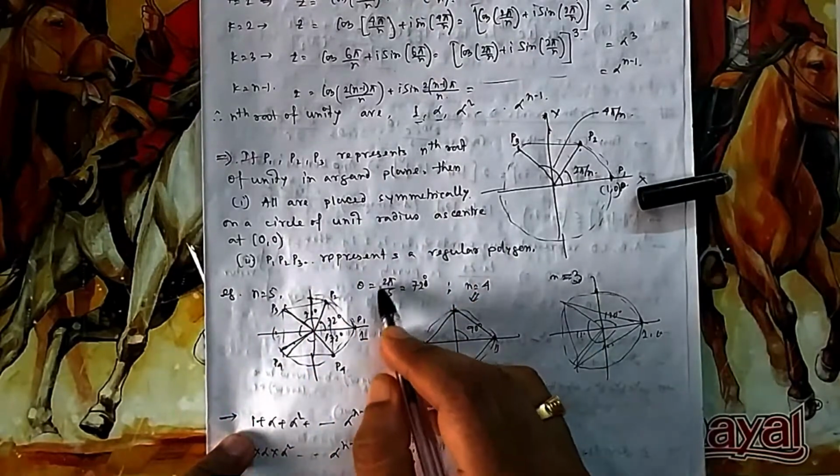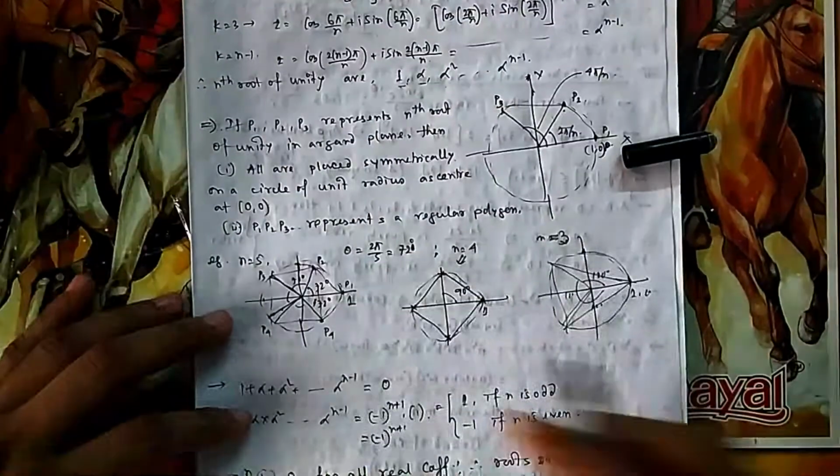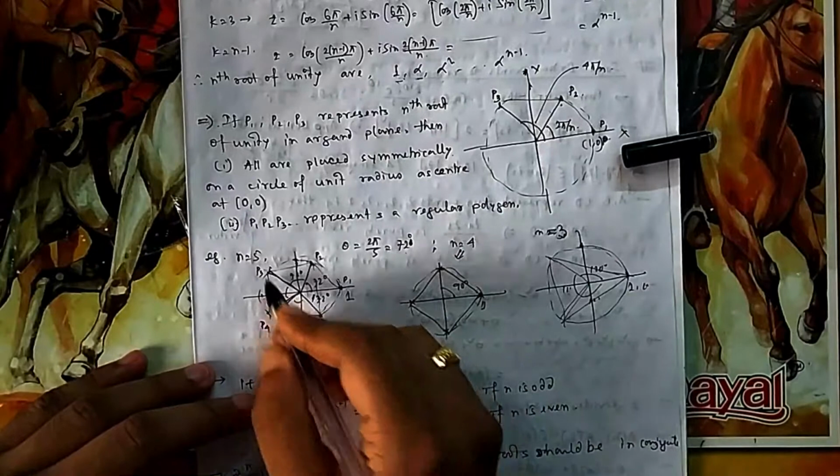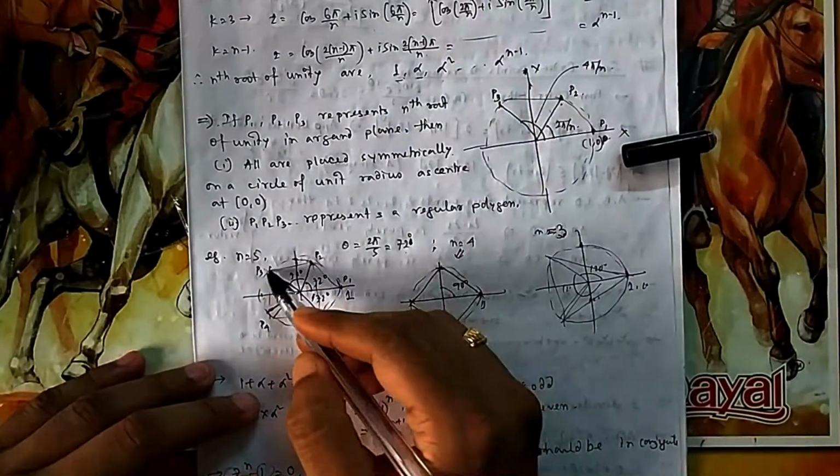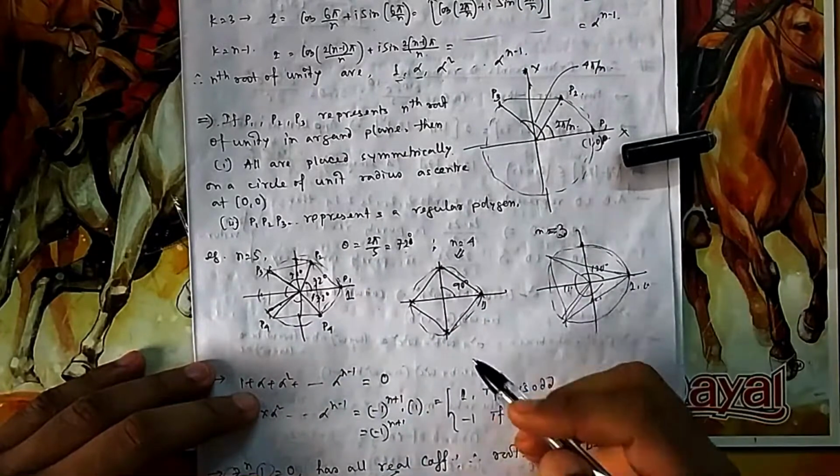So it is 2 pi by 5. You have to divide it symmetrically, because it should be placed on the circle symmetrically. So the total angle is 360. You divide by 5, that gives 72. So each gap will be 72, 72. And you can see these and these are symmetrical to each other.